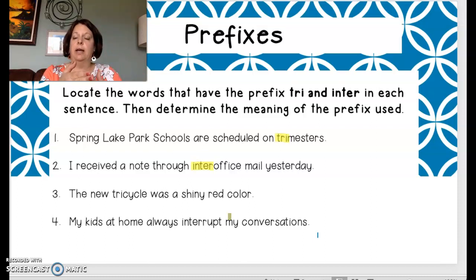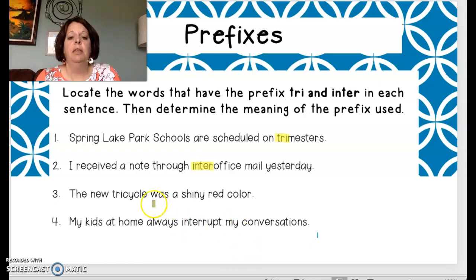So it's not like I got a piece of mail from my brother in Washington State. No, because he's not part of the Spring Lake Park school system. But if a teacher from Centerview wanted to send me something through inter-office mail so I could read that, they would just send it through inter-office mail. That means from one office to the other office.